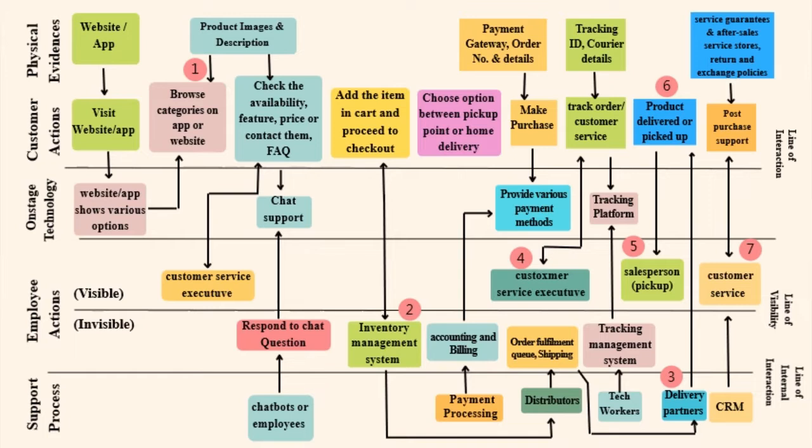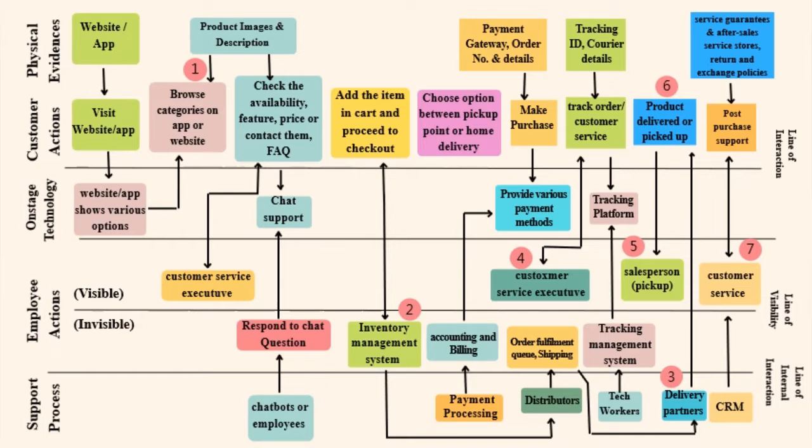The major components of the service blueprint are: first, physical evidence; second, customer actions; third, onstage technology; fourth, employee actions onstage and backstage; fifth, support processes; and sixth, the line of interaction, which represents direct interaction between the customer and the organization. Every time the line of interaction is crossed by a link from the customer to the contact employee, a moment of truth occurs. During these moments of truth, the customer judges the quality of the service and makes decisions about future purchases.